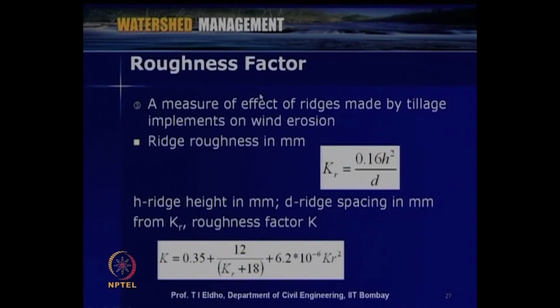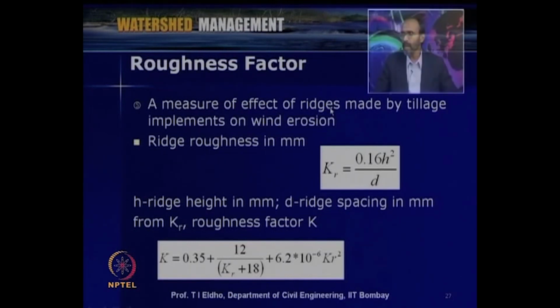And then say the other factor, like the roughness factor. It is a measure of the effect of ridges made by tillage implements on wind erosion. So, ridge roughness we can express as 0.16 h squared by d, where h is the ridge height in mm, and d is the ridge spacing in mm.